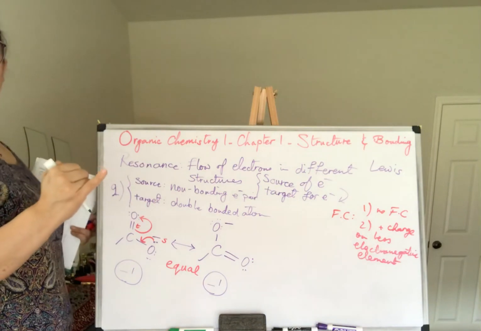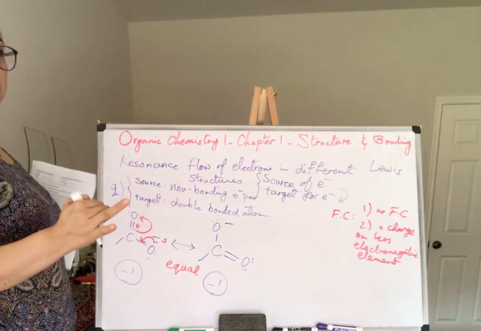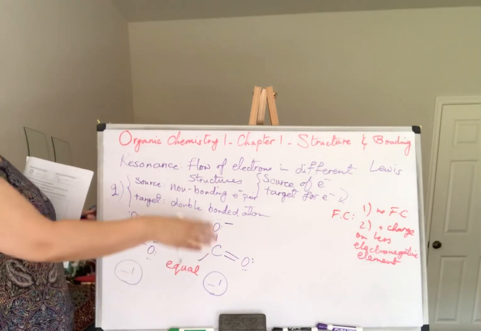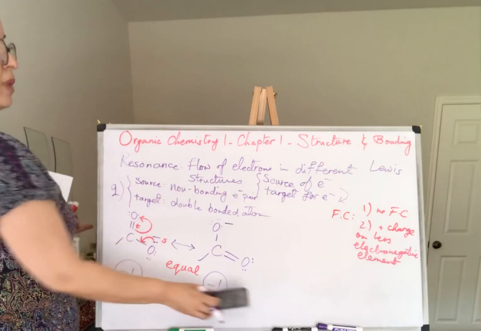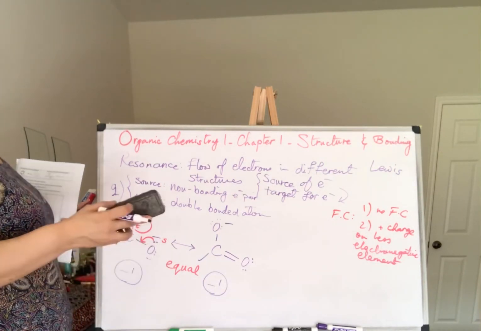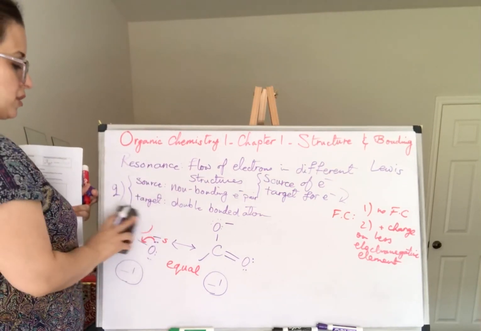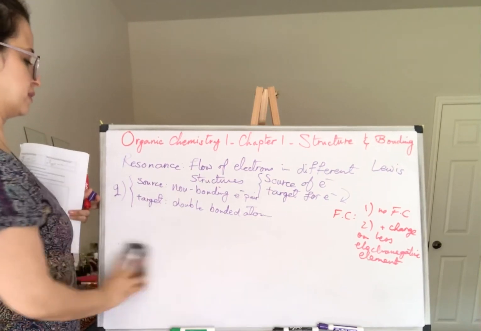Do not move the atoms, just move the electrons. If you are violating the octet, it means that you need to move a bond. And the third is that the overall charge on all of the resonance structures must be the same. If it is 0, 0. If it is positive or negative, it must be the same. The overall charge must be the same.